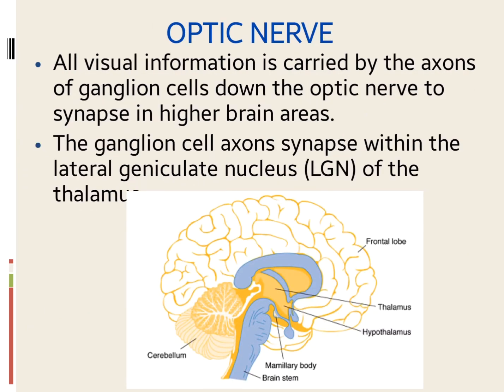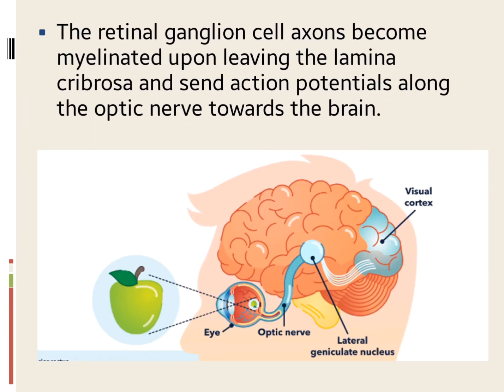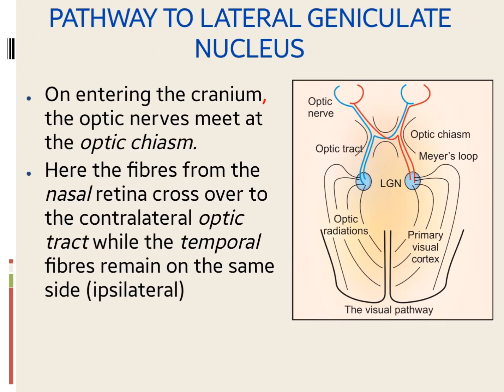All visual information is carried by axons of ganglion cells down the optic nerve to synapse in higher brain areas. The ganglion cell axons synapse within the lateral geniculate nucleus of the thalamus. The retinal ganglion cell axons become myelinated upon leaving the lamina cribrosa and sending action potentials along the optic nerve towards the brain. On entering the cranium, the optic nerve meets at the optic chiasm.